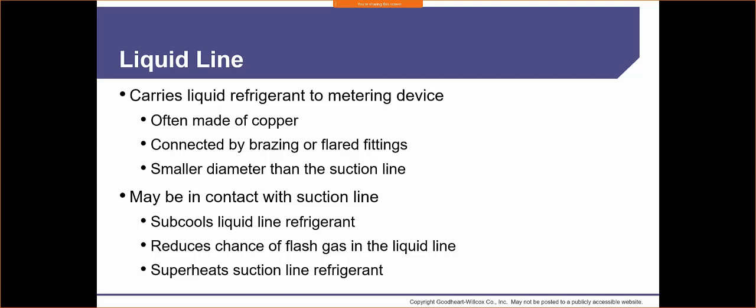And we're going to carry the vapor refrigerant to the evaporator. We're going to carry liquid refrigerant, vapor refrigerant to the condenser, and liquid refrigerant to the evaporator. The liquid line is the smaller of the lines.